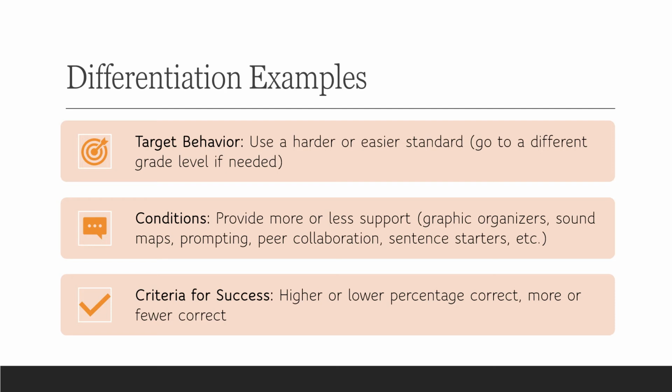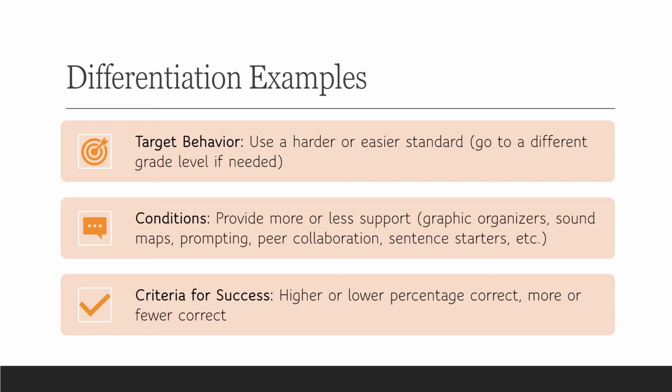Then the final thing that you can change is the criteria for success. So you could have a higher or lower percentage correct, or more or fewer correct. So for example, we asked for 3 details about how the character looks. We could ask for just 1 detail, if a student is struggling a little bit, or for our gifted students that need more of a challenge, maybe we could demonstrate the way the character looks, and maybe draw a picture of something that the character does in the story.